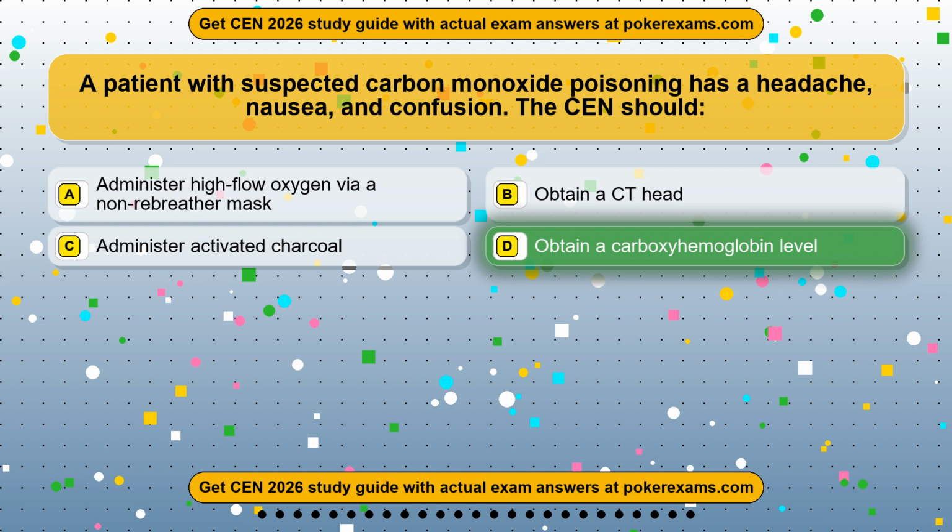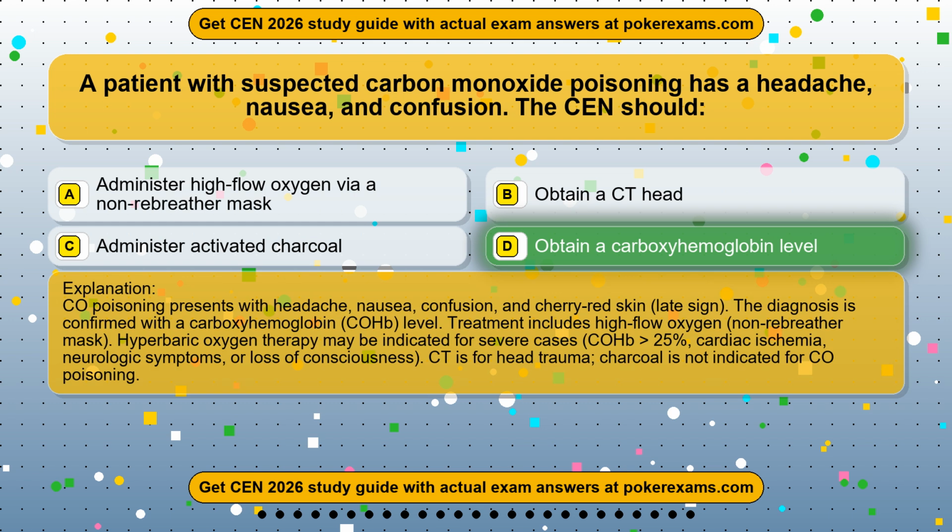Obtain a carboxyhemoglobin level. CO poisoning presents with headache, nausea, confusion, and cherry red skin, a late sign. The diagnosis is confirmed with a carboxyhemoglobin, COHb, level. Treatment includes high-flow oxygen via non-rebreather mask. Hyperbaric oxygen therapy may be indicated for severe cases: COHb over 25%, cardiac ischemia, neurologic symptoms, or loss of consciousness. CT is for head trauma; charcoal is not indicated for CO poisoning.